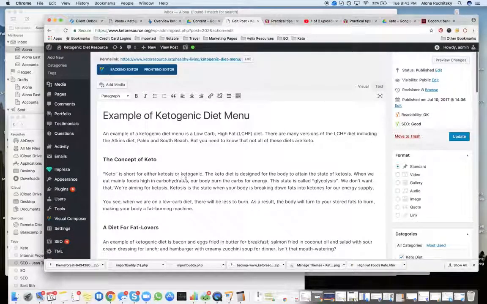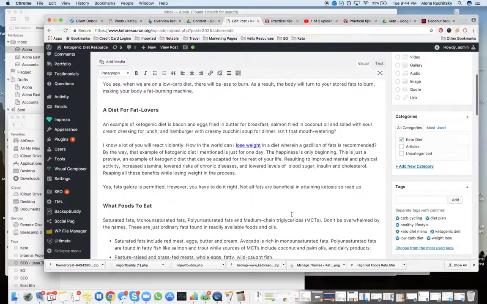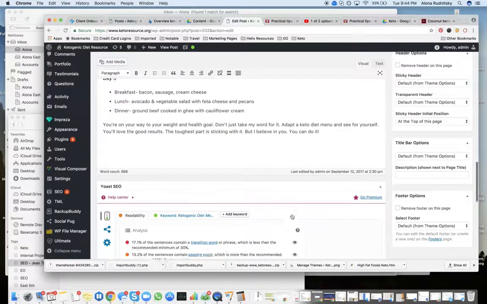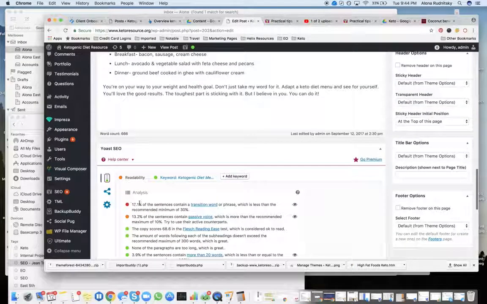Keto is short for ketogenic diet. The keto diet is designed for the body to attain total ketosis when we eat mainly foods low in carbohydrates. And so we could put something like this. So when we eat mainly foods high in carbohydrates, our body burns the carbs for energy, and this state is called glycolysis. Okay, so now we made that a transition. You can see this went up to 17%.